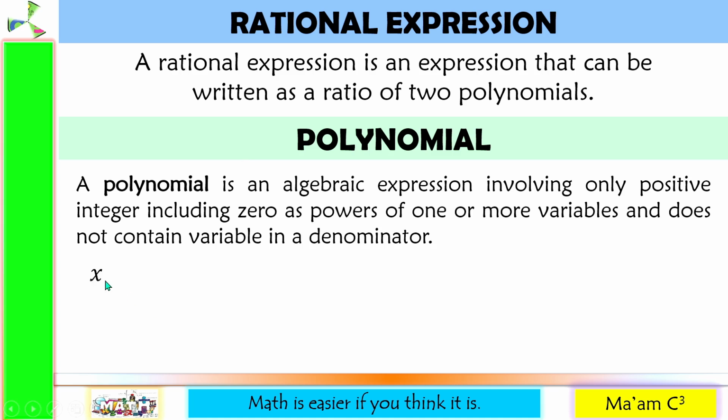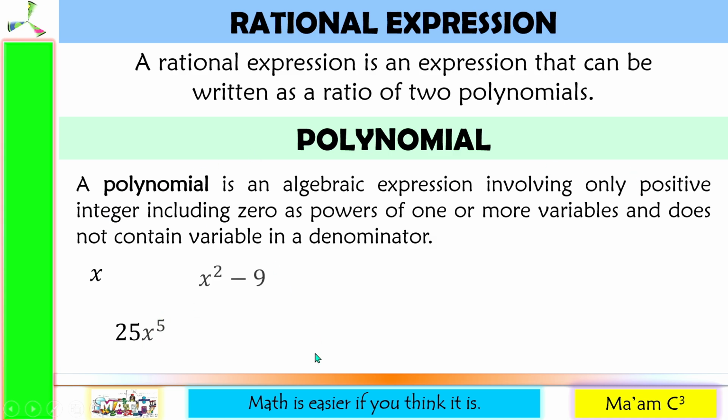Let's say x. Is x a polynomial? Yes, it is, because it has an invisible exponent of 1, and 1 is a positive integer. Let's have a combination of a constant and a variable, 25x squared. This is a polynomial. The exponent is a positive integer.